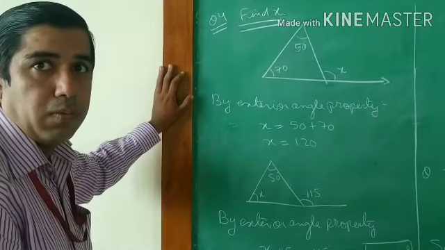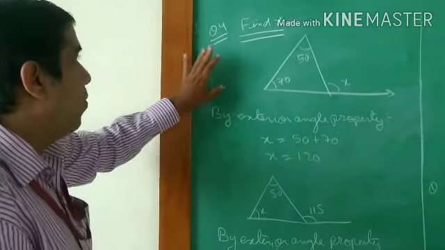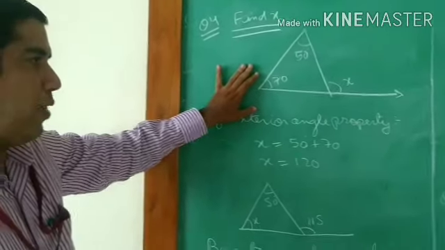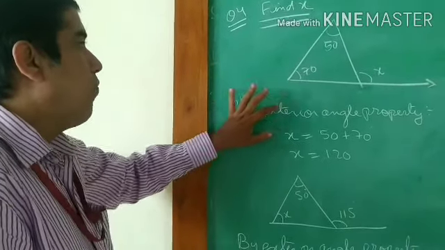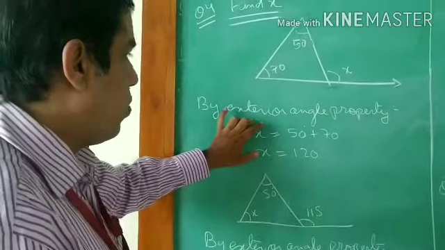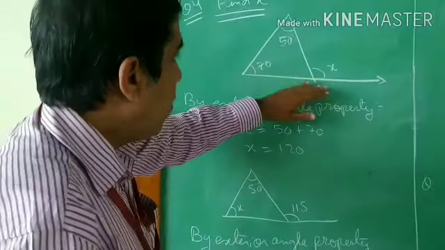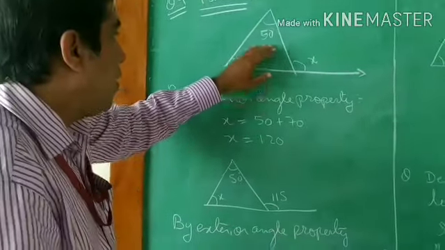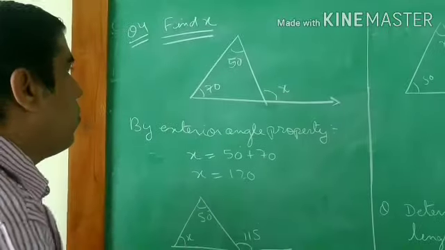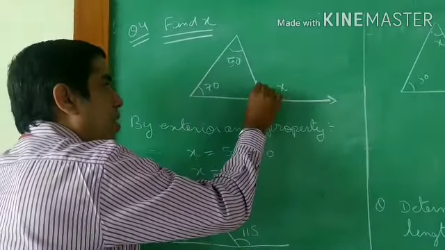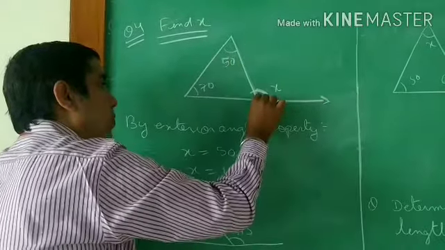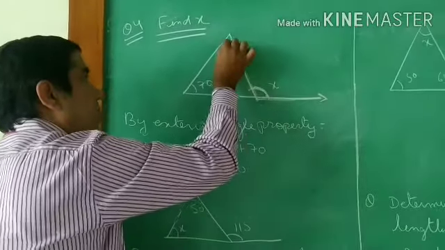Now question number 4. Find the value of x. It is in lesson number 6. So these two questions are there. Find the value of x. You can see I have solved it here. Now I have to find the value of x. So by the exterior angle property, what is the meaning of exterior? It means outside. So you can see this angle is outside. If this angle is called exterior, then this is an interior angle.